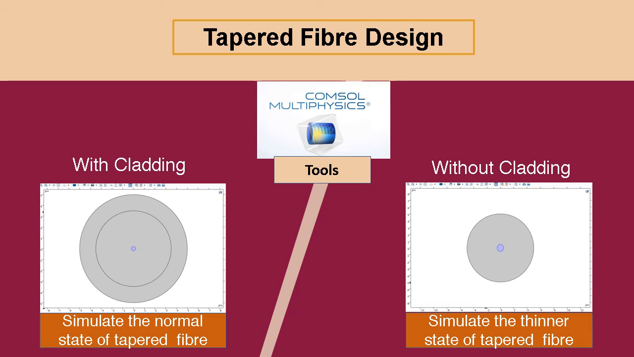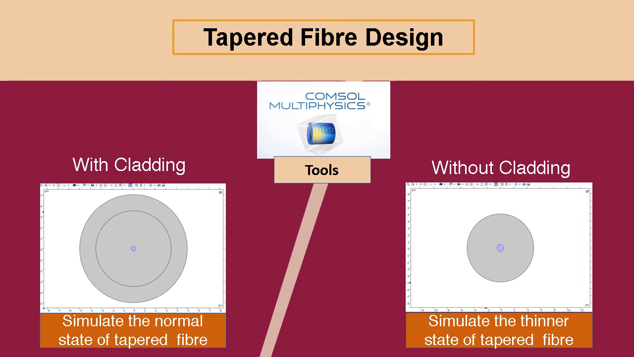And in our second design here, the fiber without cladding only consists of a core and a layer of analyte. This is to simulate the thinner state of tapered fiber, because after using a flame brush to thin out the fiber, sometimes the cladding is thin enough to be negligible. So that's why there is a proposed design to simulate whether it is possible if we simulate it without a cladding.